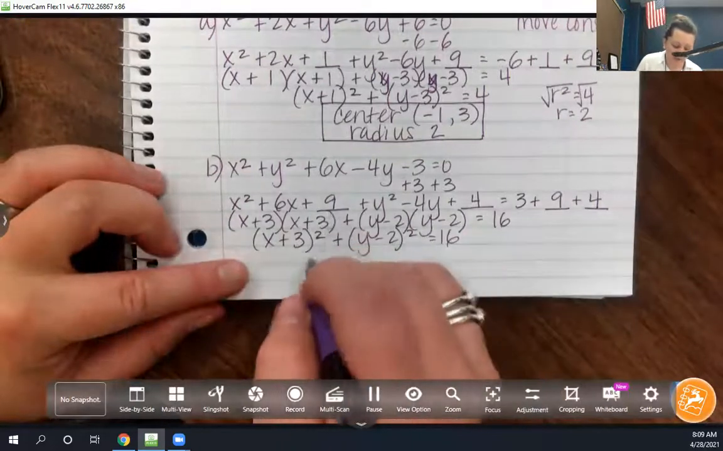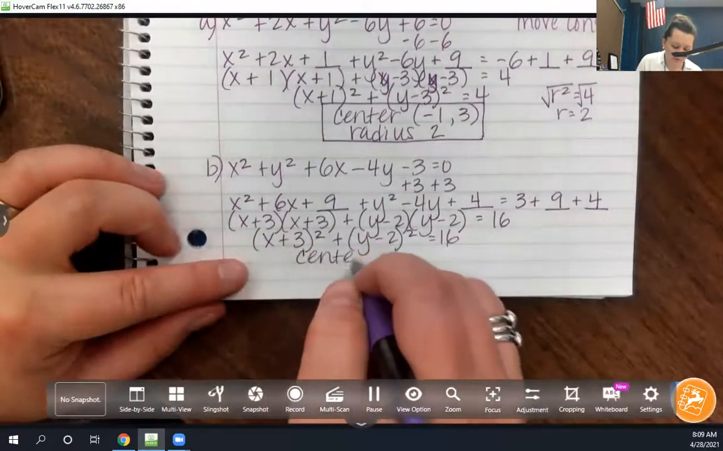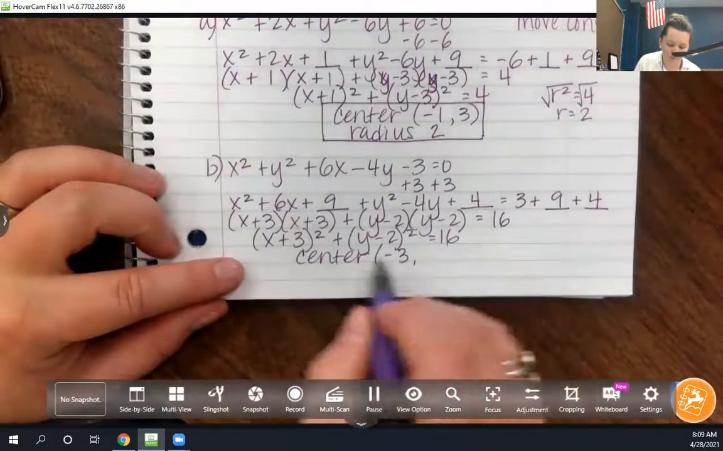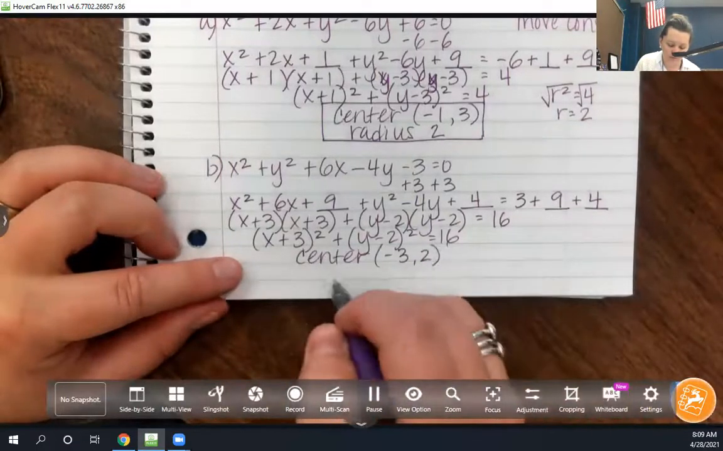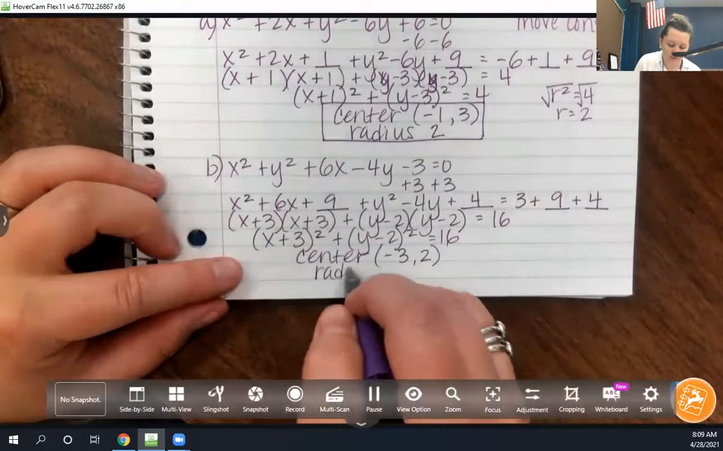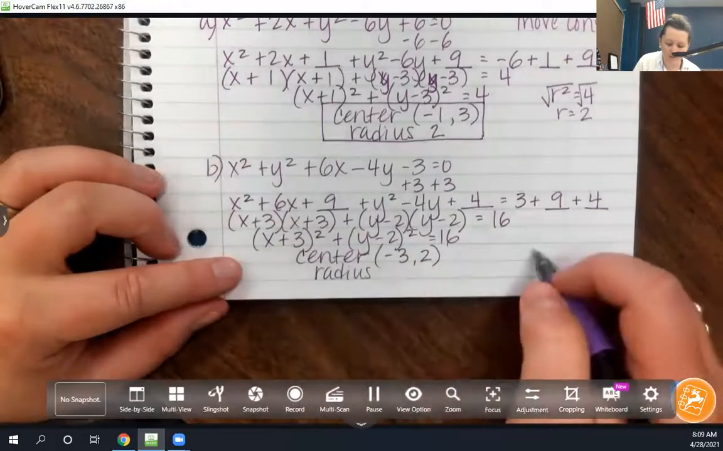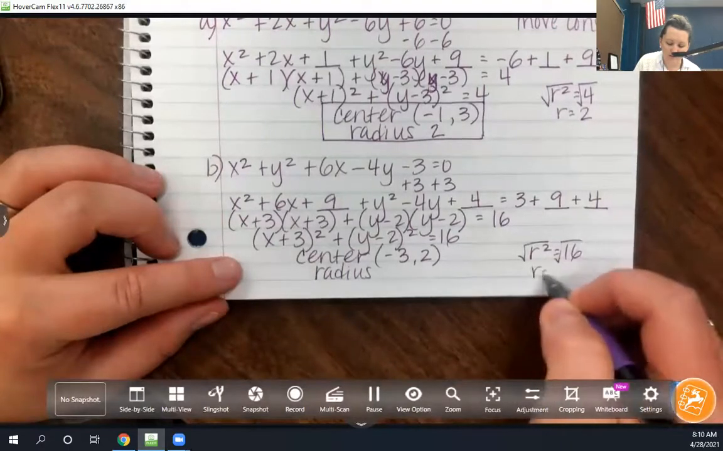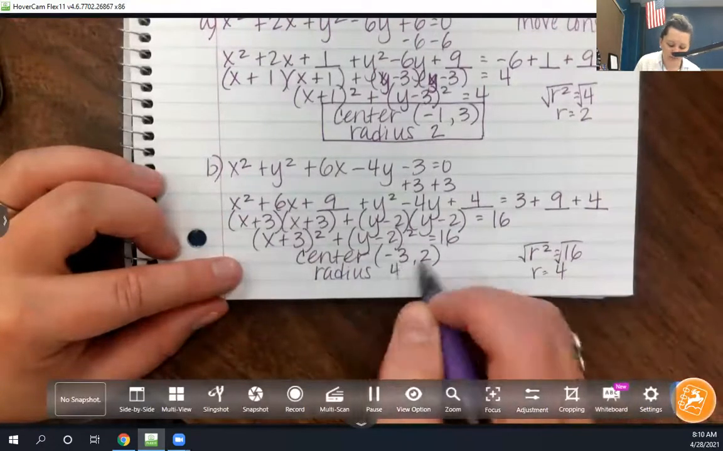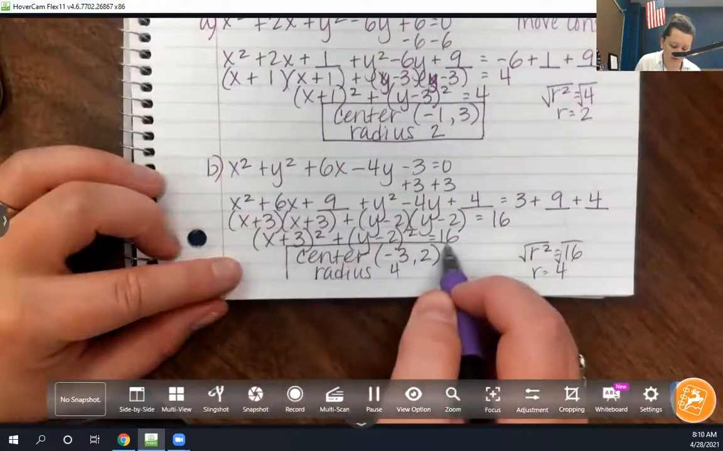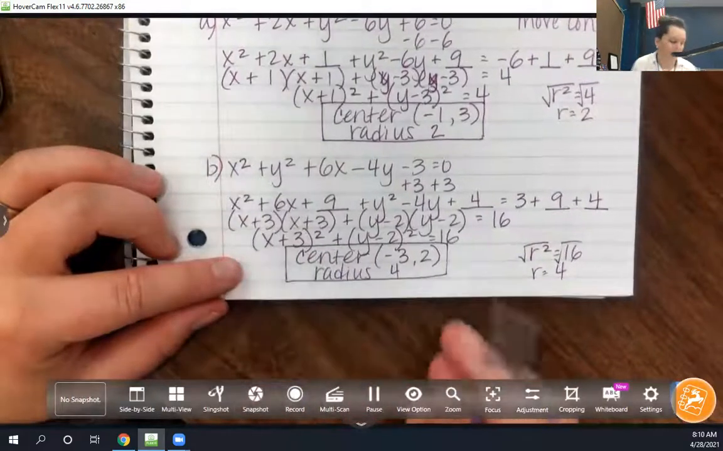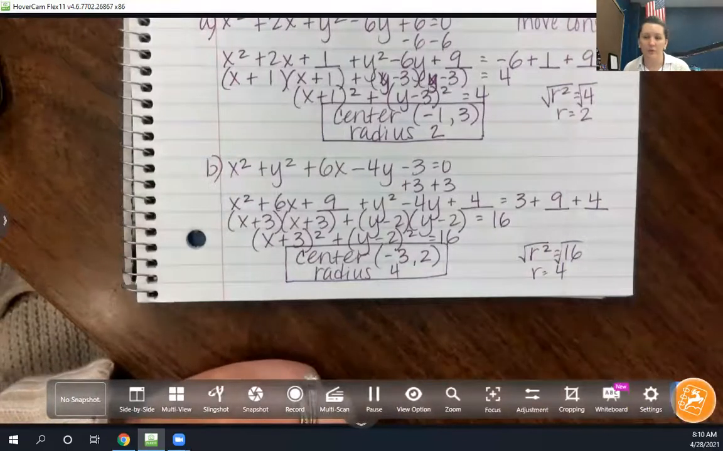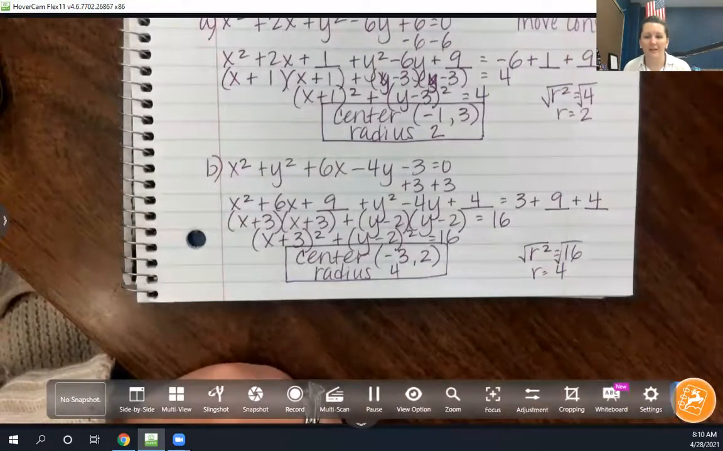So let's identify our center. Remember, center is opposite value. So opposite of positive 3, that's a negative 3, and a 2. That's our center. And our radius, don't forget you have to take the square root because this is radius squared, right? So our radius is 4. All right, there's your answer for letter B. Try letter C on your own, and then we'll do that one together in class, and I'll see you soon.